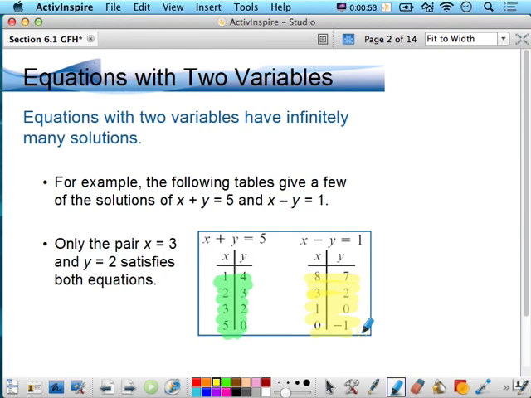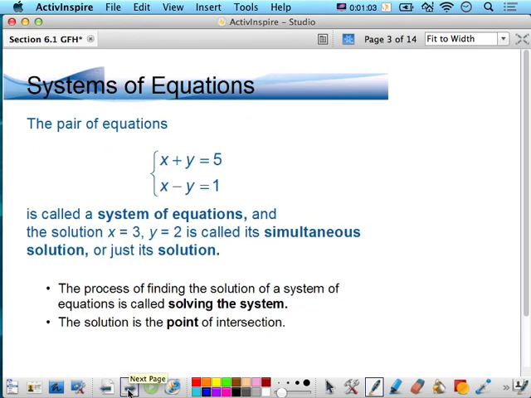But the only point that will make both of them true is the point 3 comma 2. It satisfies both. If we look at that pair of equations together, think of them as a single problem. It's called a system of simultaneous equations. And when we say we want to solve it, that means we want to find the ordered pair that will make both of them true at the same time.